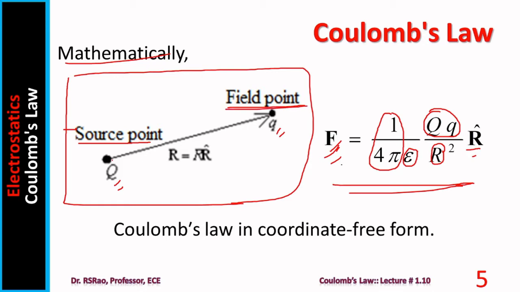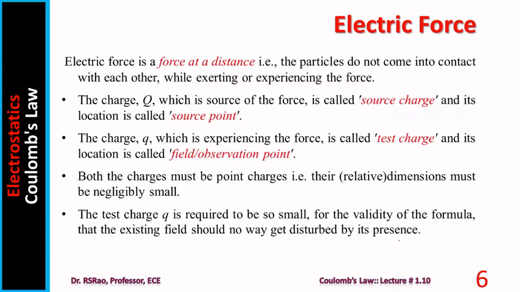Now, one can draw a vector joining capital Q to small q. This vector is usually designated by capital R. It is a vector with magnitude R, and direction R cap. So, R is actually the distance from capital Q to small q. R cap is the unit vector from capital Q, from the source point to the field point. This expression is not with respect to any particular coordinate system. That's why it is called Coulomb's law in coordinate free form.